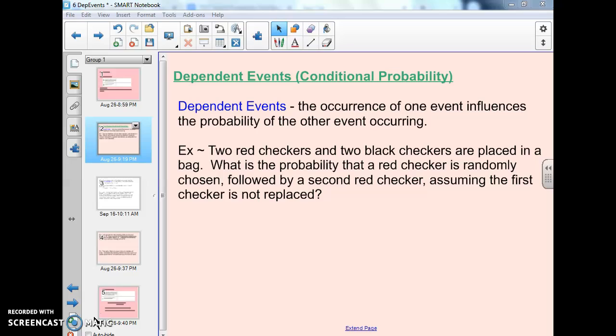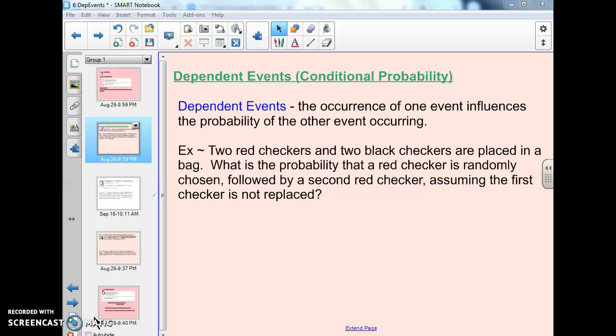Okay, so for this first example, it says 2 red checkers and 2 black checkers are placed into a bag. What is the probability that a red checker is randomly chosen, followed by a second red checker, assuming that the first checker is not replaced? So this is a similar question to the highlighter question that we did yesterday, except that in that case, we were replacing the highlighters before we took a second one. So that kept the probabilities the same. When we don't replace it, they're not going to be the same.